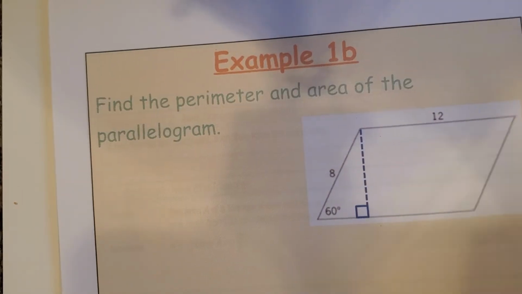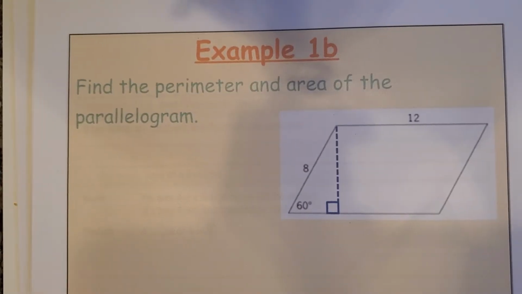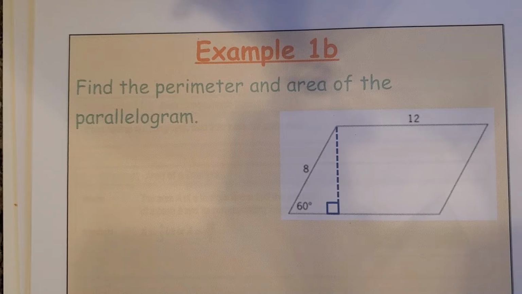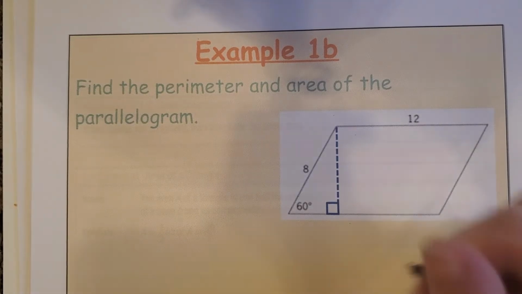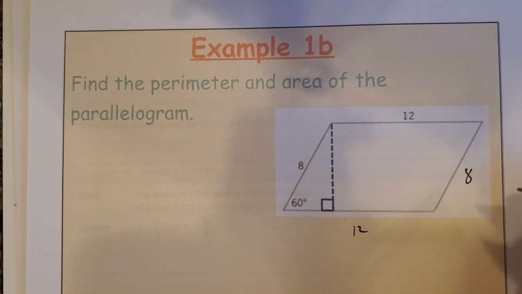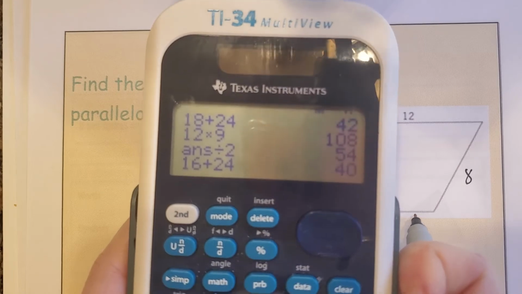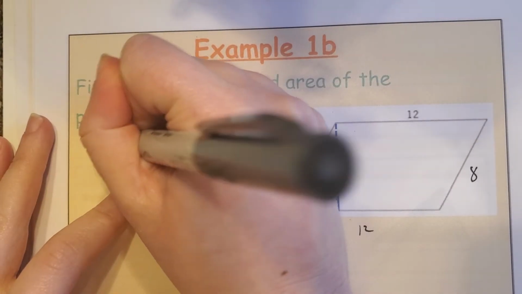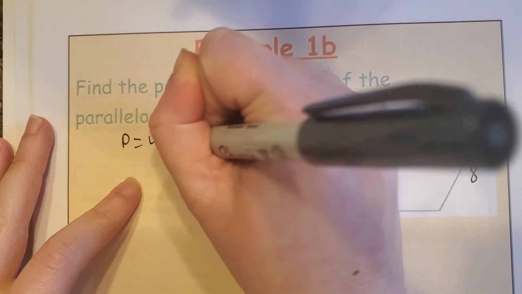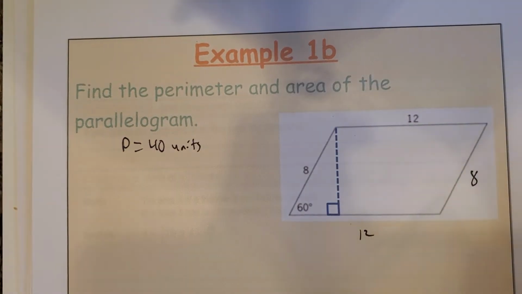Now, of course, if we were dealing with 45, 45, 90 triangles, we could absolutely deal with 30, 60, 90 triangles as well. Perimeter, easy peasy. 12, 8. So that means it's 16 plus 24, which is 40. So our perimeter is 40 units because we don't have units.